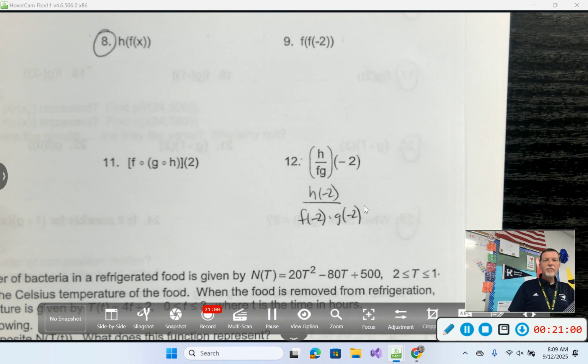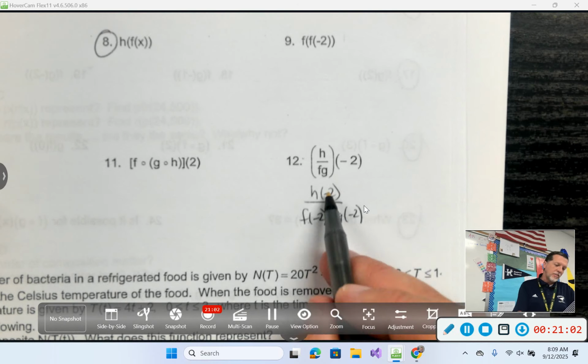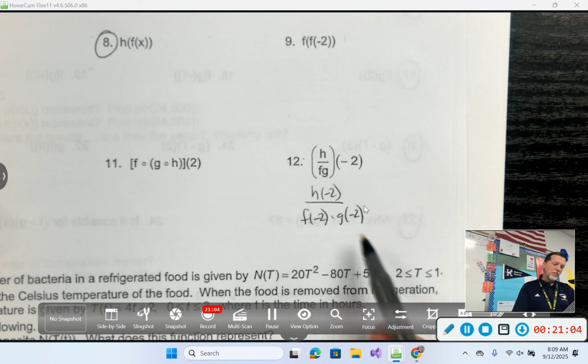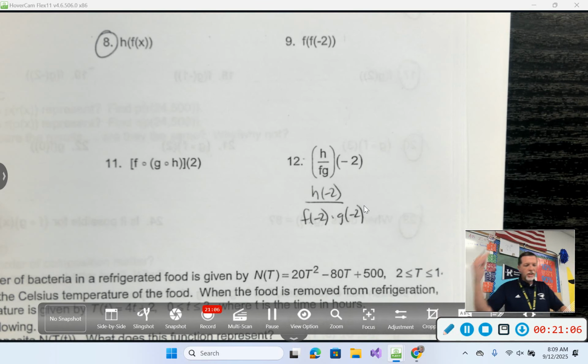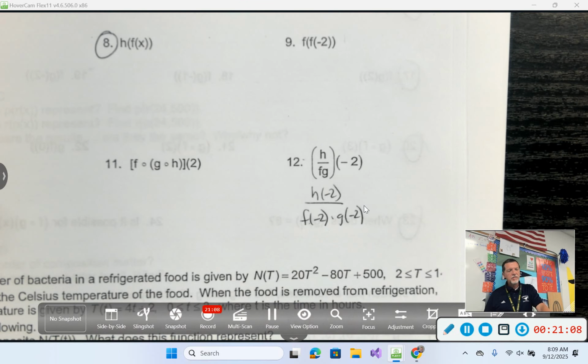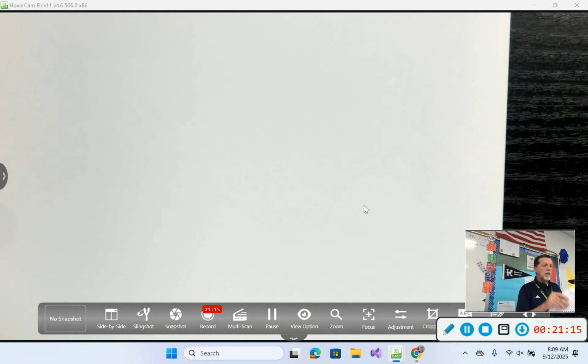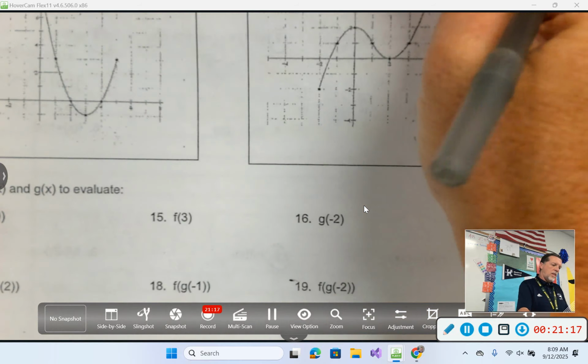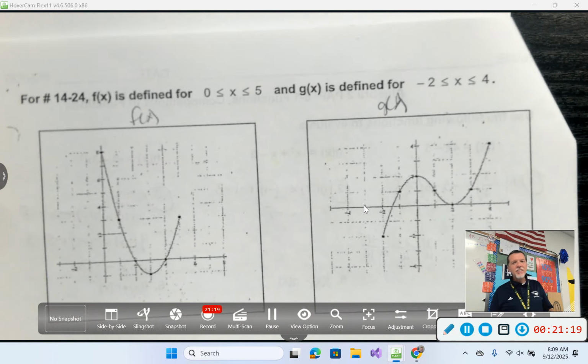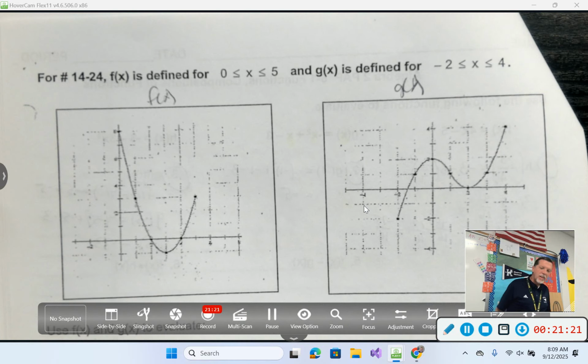So 12 is like 4 problems in one, right? You've got to find h of negative 2, f of negative 2, g of negative 2, and then put it all together. I mean, it's a lot, but it's not horrible because you know how to do all the pieces. Okay, the back is heavy concept, light computation. So that's good news for some, bad news for others, I guess.